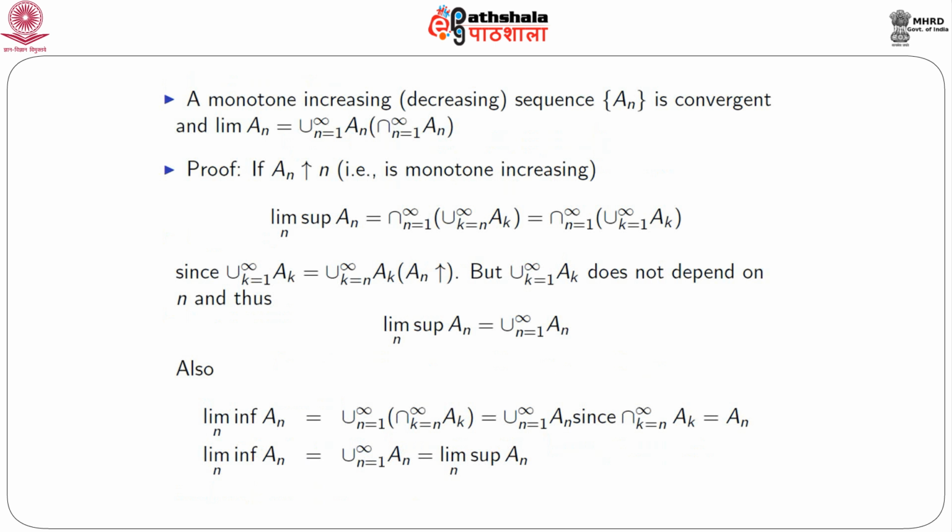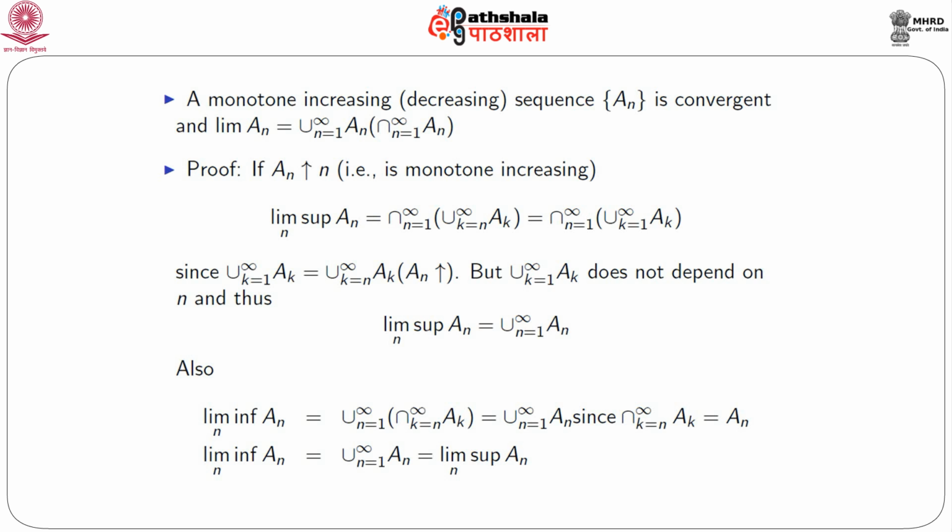Once we have this lim sup and lim inf, now we have a very important theorem. It says a monotonic increasing or decreasing sequence a_n is convergent, and the limit of this convergent sequence will be its union or intersection. If it is increasing, it will go to its union. If it is decreasing, it will go to its intersection. Well, the proof is something like that.